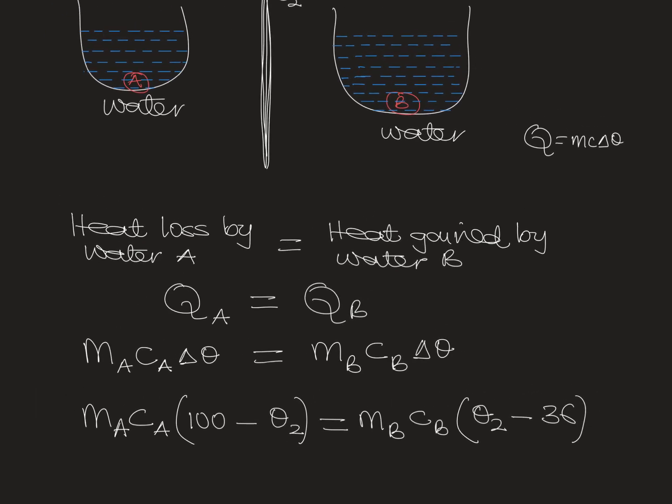Remember, for a body that is losing heat, the change in temperature will be the initial temperature minus the final temperature. But for a body that is going to gain heat, the change in temperature will be the final temperature minus the initial temperature. So we know that water B is going to attain a higher temperature than its initial temperature, okay? But water A is going to have a lower final temperature than its initial temperature because it is the one that is losing heat.